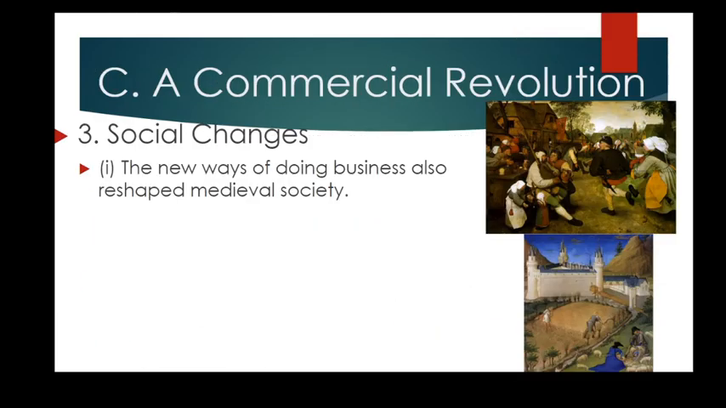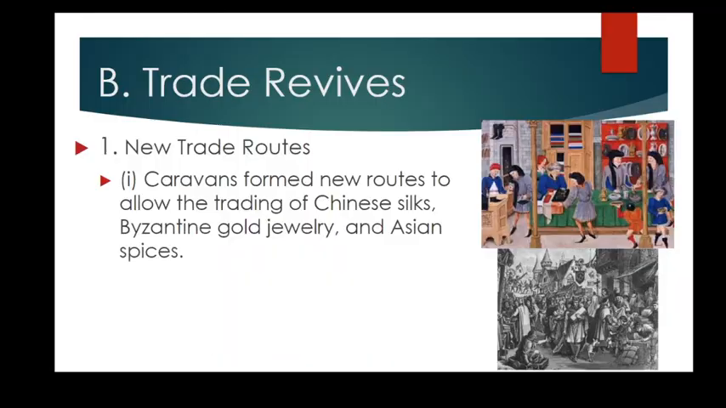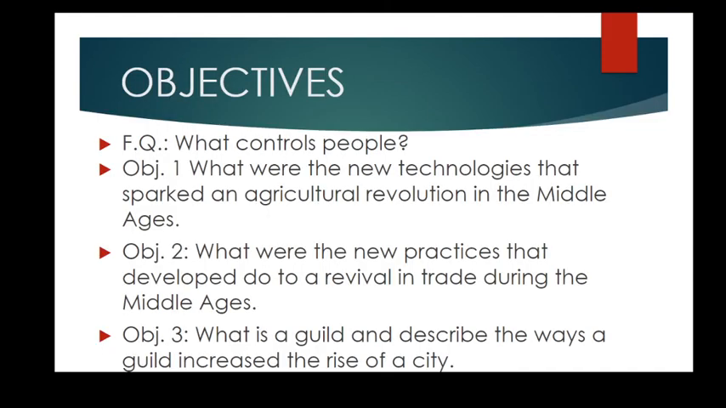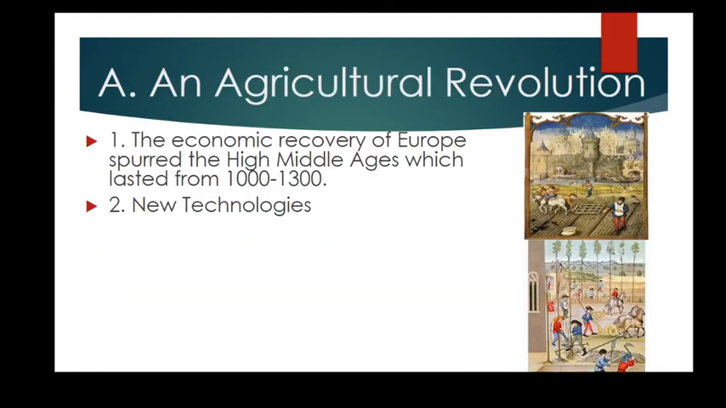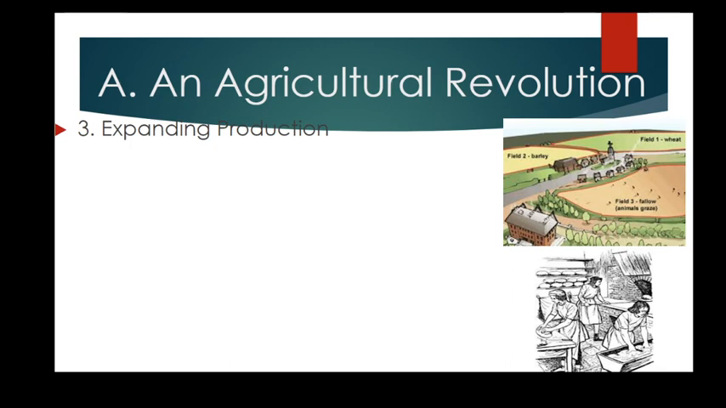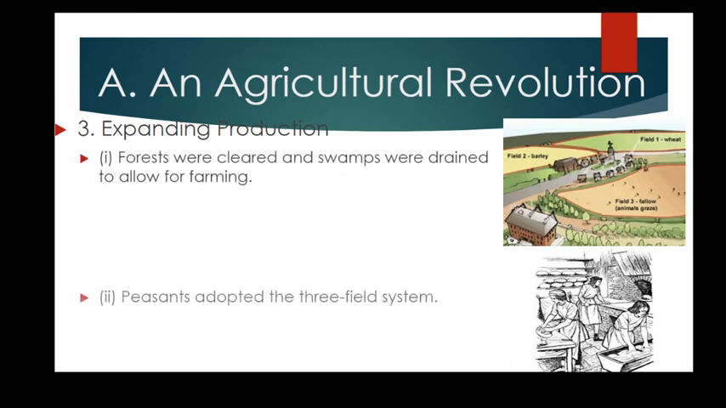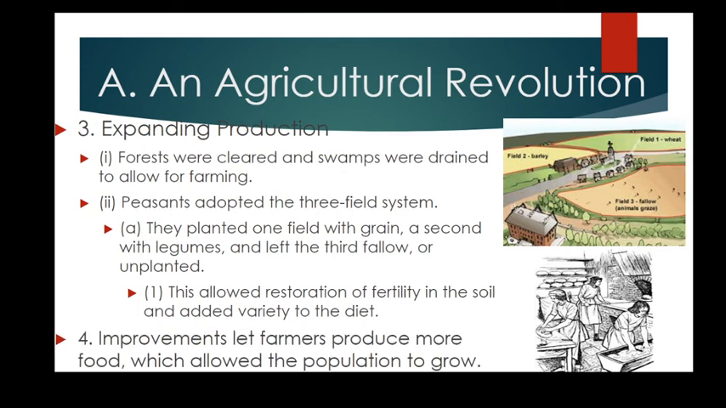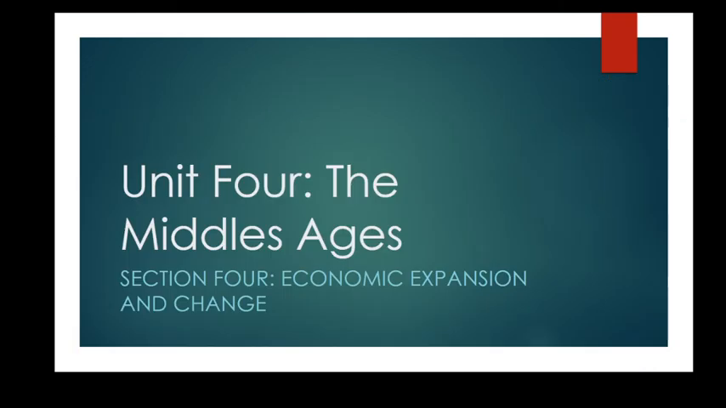If we come back to our objectives, make sure you've got those all answered. So what are the new technologies that sparked the agricultural revolution? We talked about that, right? It's going to be the iron plow. It's going to be a new kind of harness that they used on horses rather than oxen. It's going to be windmills. Those are going to be the main technologies. Also, they are going to have the three-field system that they use with that as well. Okay? So that's going to be the answer to objective 1.